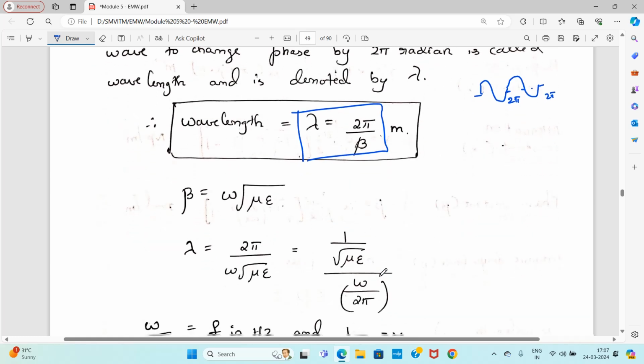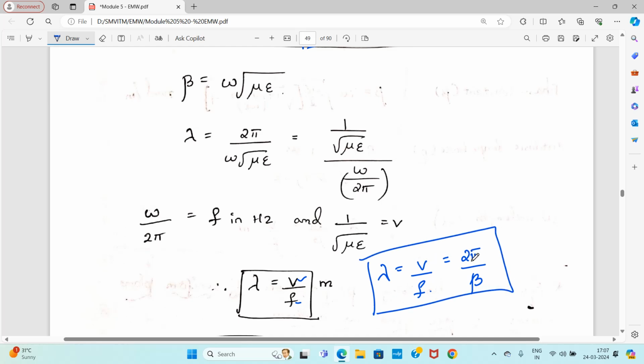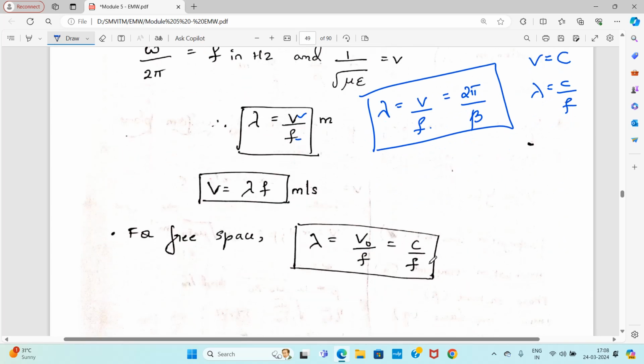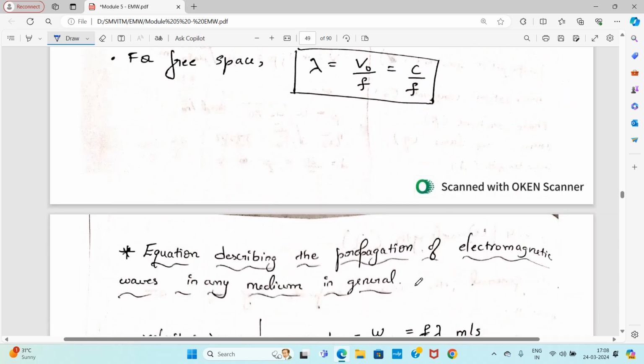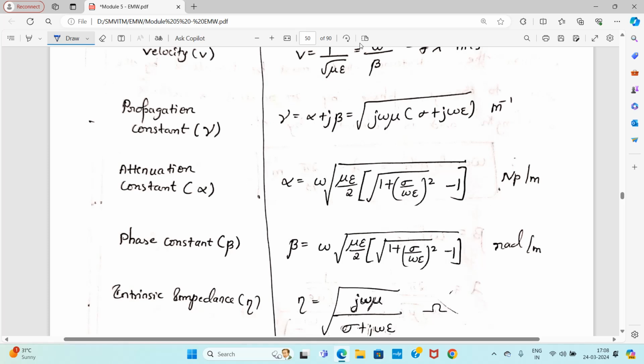Okay, another formula for lambda is, the wavelength is velocity by frequency. So two formulas are there, either 2 pi by beta or v by f. These two are very important. Based on what is mentioned in the question, you can use any one of these equations. Okay, and if it is free space, I told velocity of the wave is same as velocity of light, so lambda becomes c by f, 3 into 10 power 8 meter per second by frequency. Okay, so these are the 6 parameters. It is summarized here. Okay, general equations for these 6 parameters.